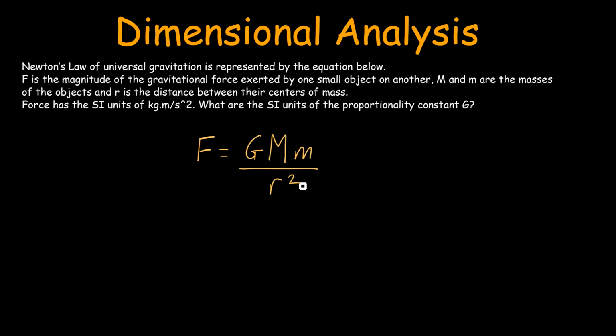Newton's law of universal gravitation is represented by the equation below. F is the magnitude of the gravitational force exerted by one small object on another. Capital M and lowercase m are the masses of the objects, and r is the distance between their centers of mass. Force has the SI units of kilogram meter per second squared. What are the SI units of the proportionality constant G?